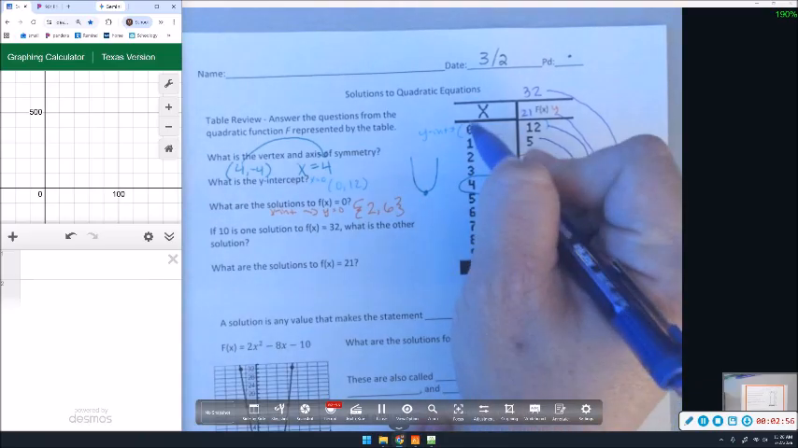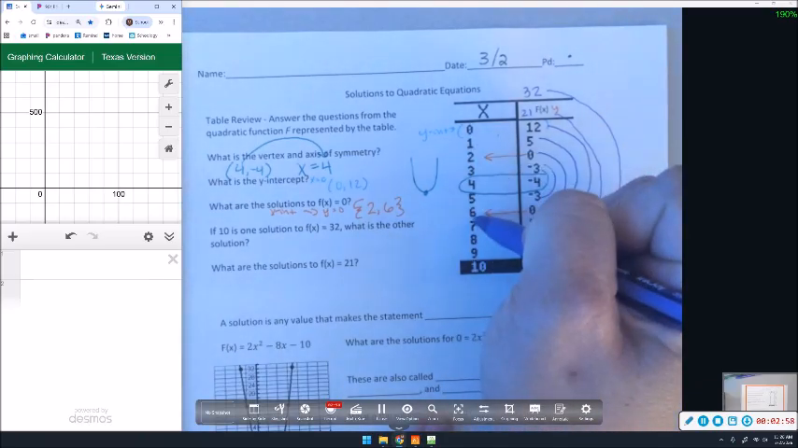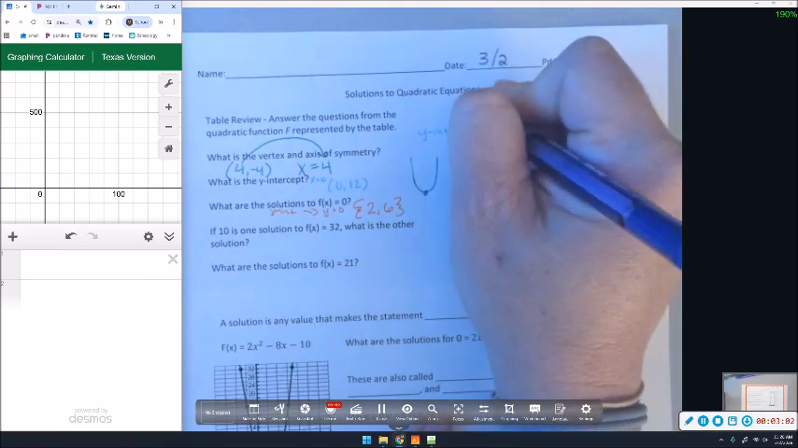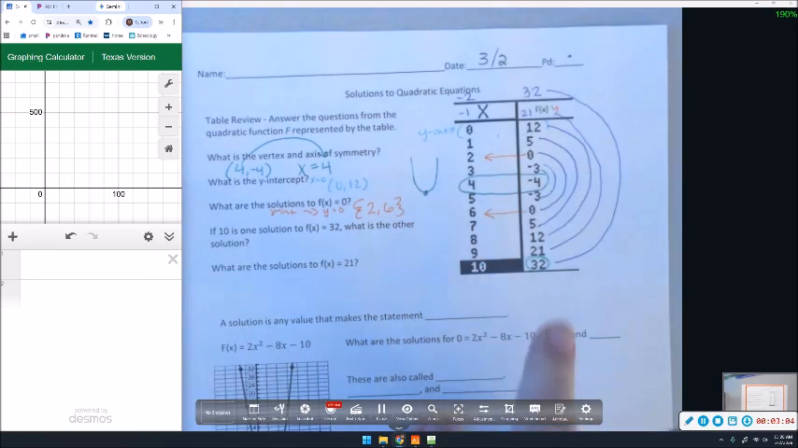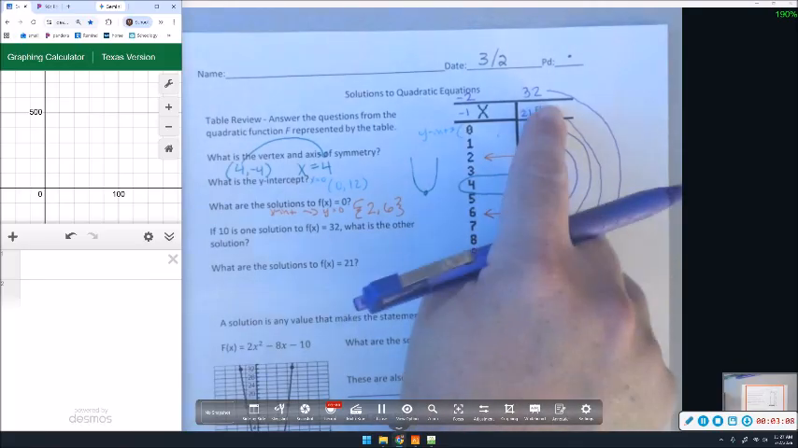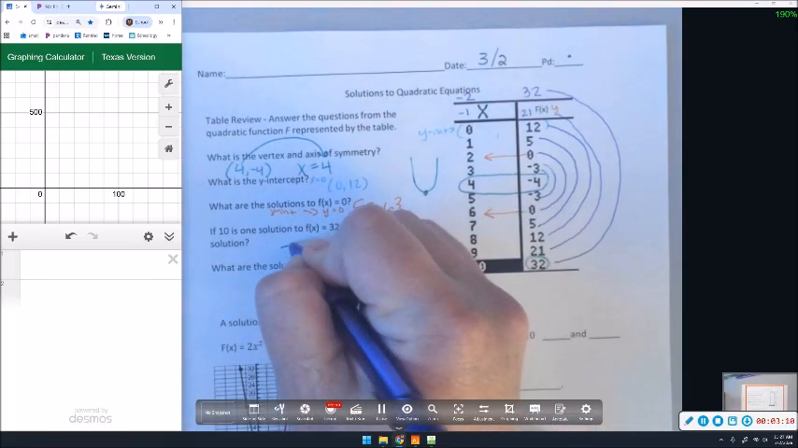And then what are we counting by in the x's? 1. So what went before 0? And what went before negative 1? So now, what's my other solution to f of x equals 32? Negative 2.